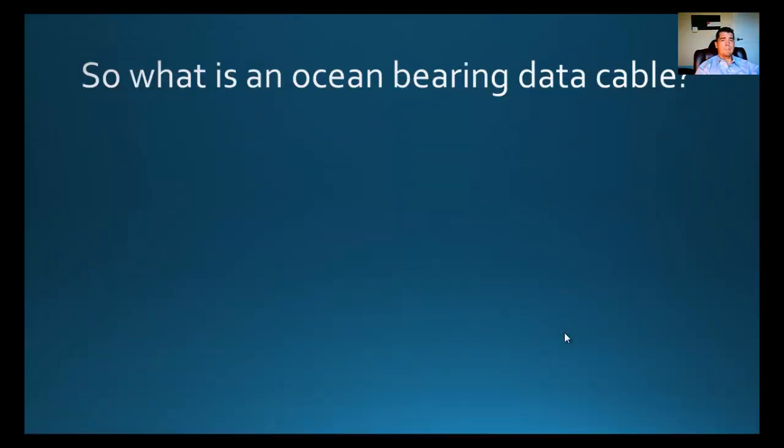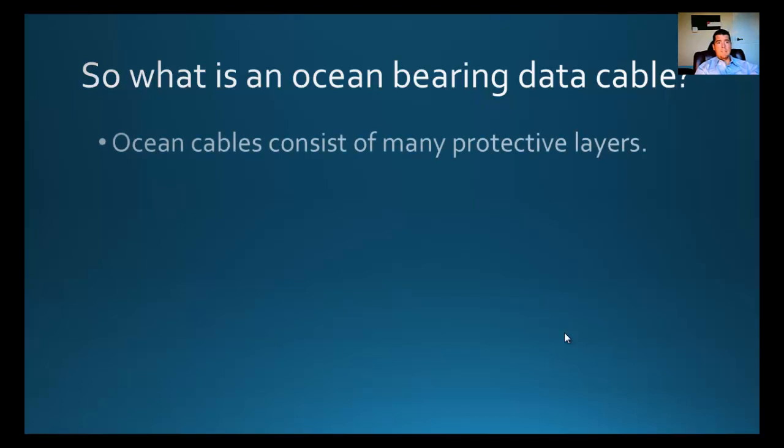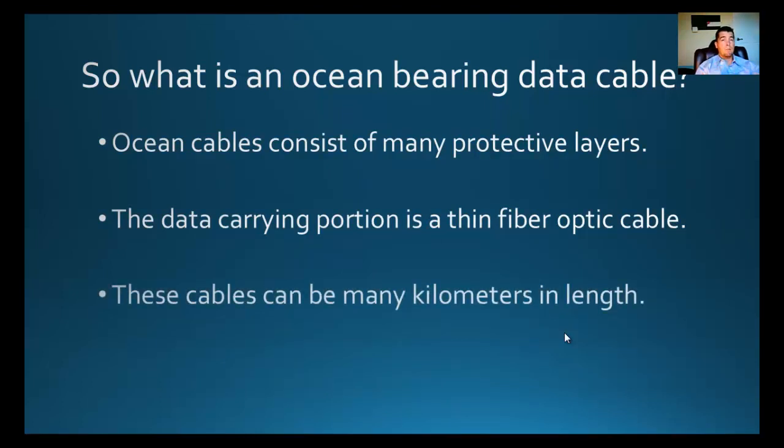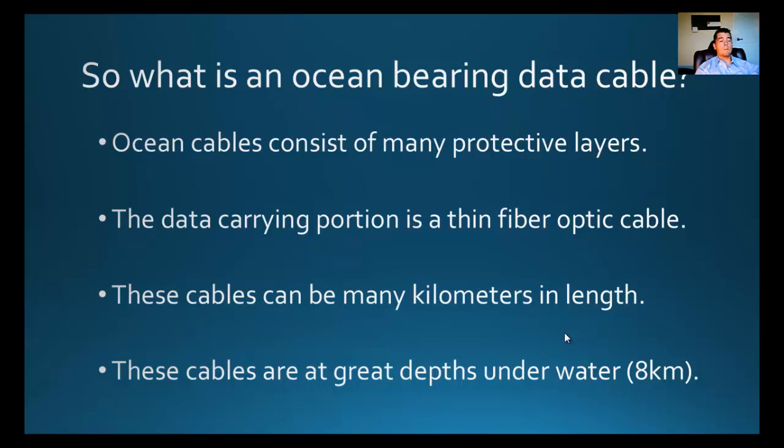So what is an ocean-bearing data cable? Well, it's a cable with many protective layers. It has a very thin fiber optic cable right in the center core, which carries the data. It can span many kilometers, we're talking thousands of kilometers, and it can also be installed at great depths, up to 8 kilometers under sea level.